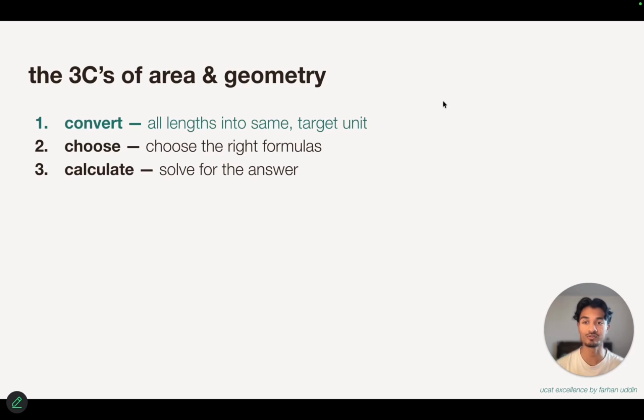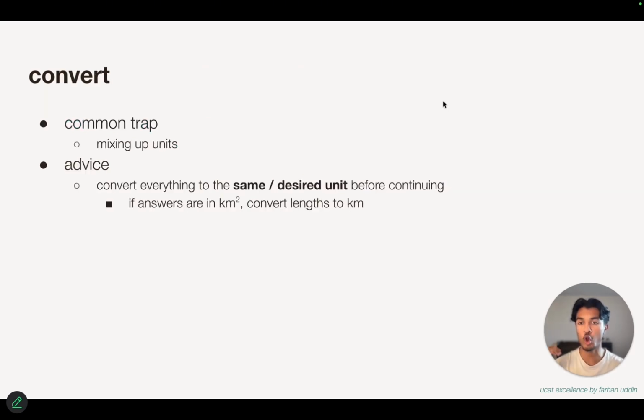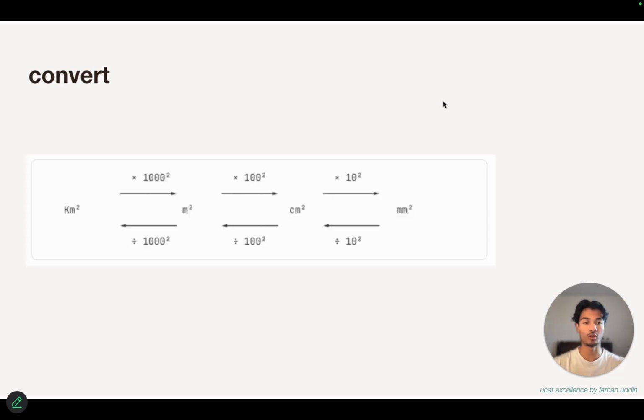Starting off with convert. The common trap here is mixing up the units. So my advice to you is convert everything to the same desired unit before continuing. For example, if all of your answers are in kilometers squared, then convert the lengths you have in the question to kilometers. It's going to make your life easier. Now, if you want a diagram on how to convert between kilometers, meters, centimeters, and millimeters, here it is. Just etch this into your brain.